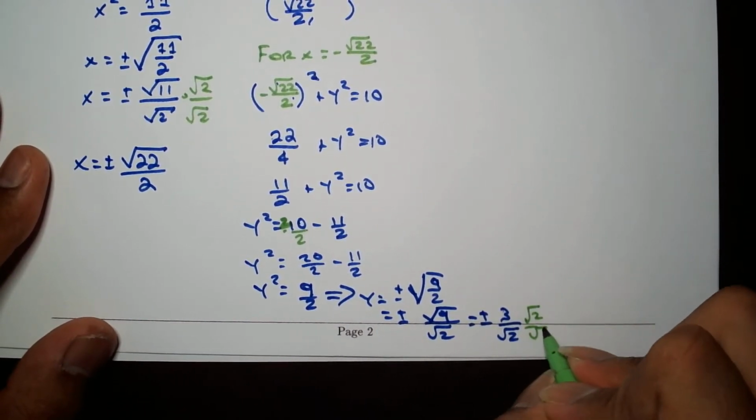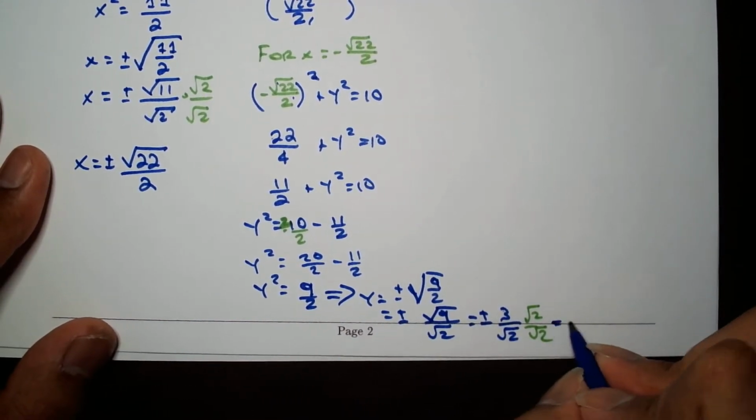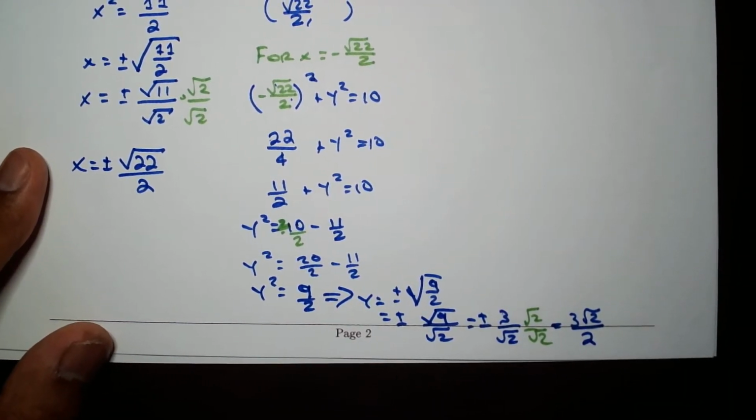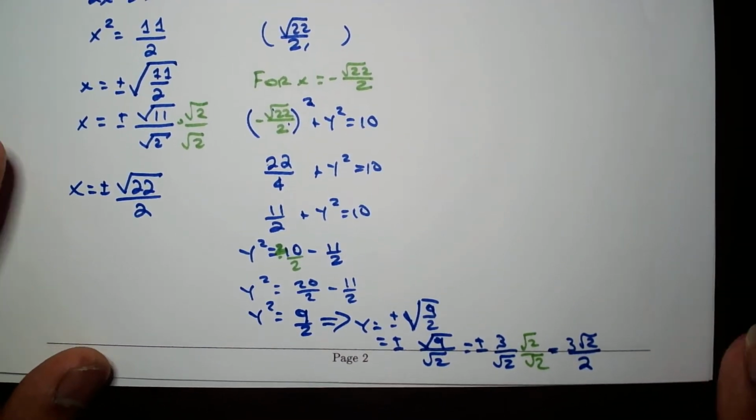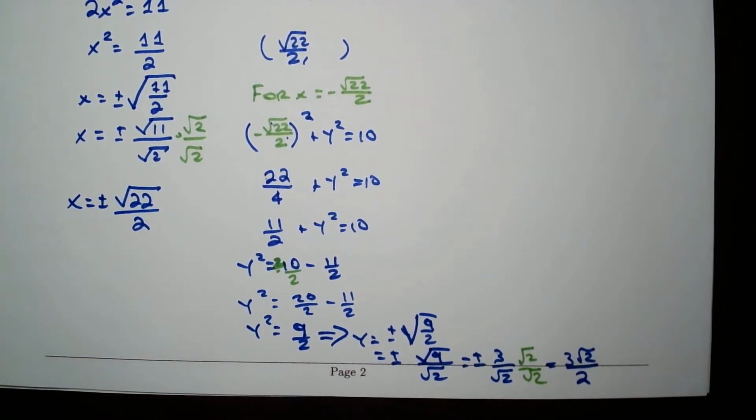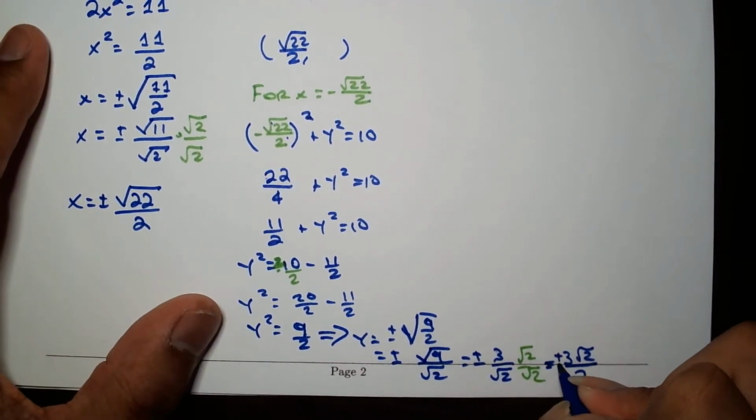Square root of 2, square root of 2. That's 3 root of 2 over 2. Okay, that's what it is. So what do we have? So what are we going to have? Well, oh, don't forget the plus minus.